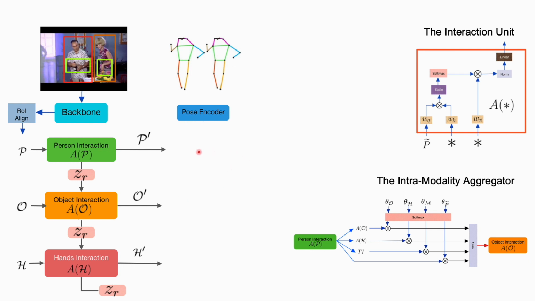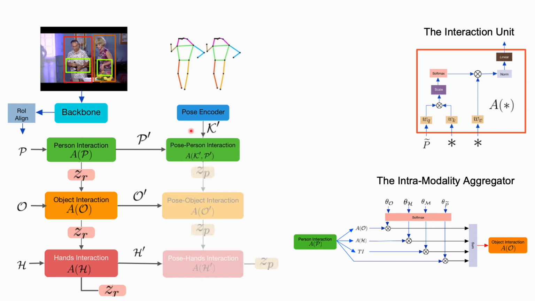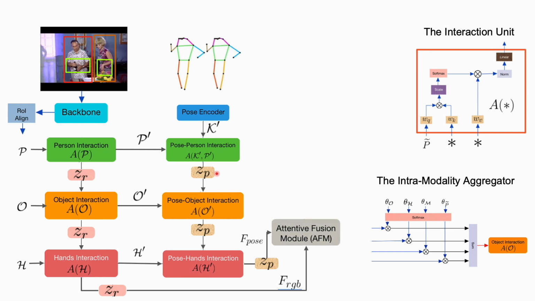We use a lightweight transformer encoder to extract pose features. Then we compute pose person, pose objects, and pose hand interaction. ZP is the intramodality aggregator for the pose modality, and it is similar to ZR. We subsequently combine the features from the pose and the RGB modality using our proposed attentive fusion module.